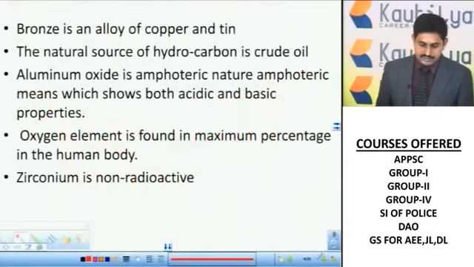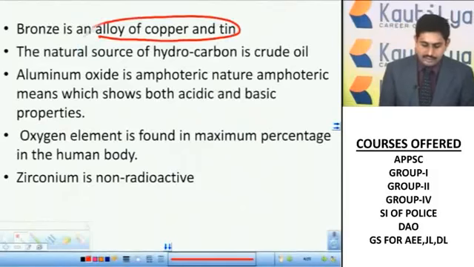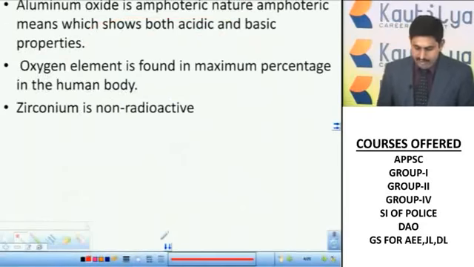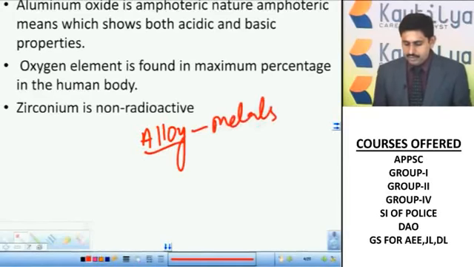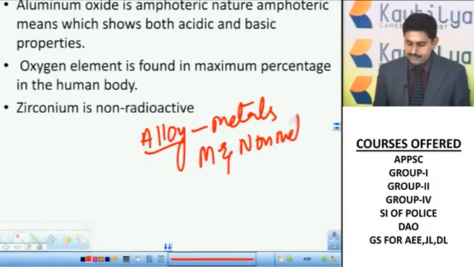I will move to the next slide, that is alloy. Bronze is an alloy made up of copper and tin. See, what is an alloy? We have discussed alloy already under the mixture topic. An alloy is a mixture made up of metals, a combination of different types of metals, or a combination of metals and non-metals.